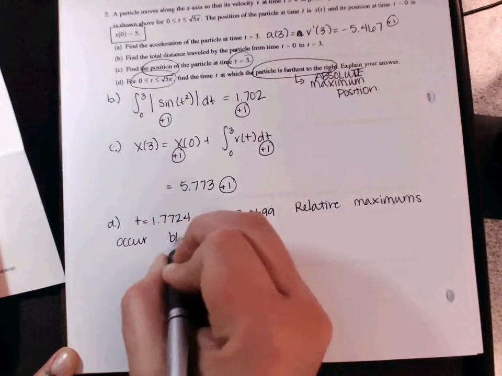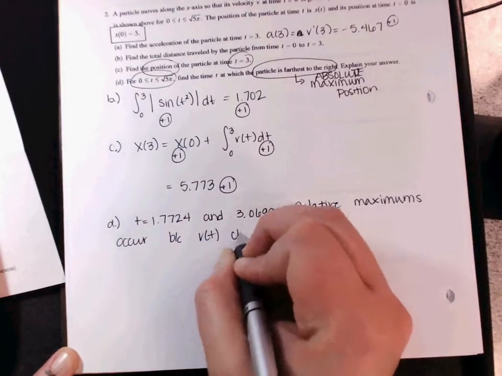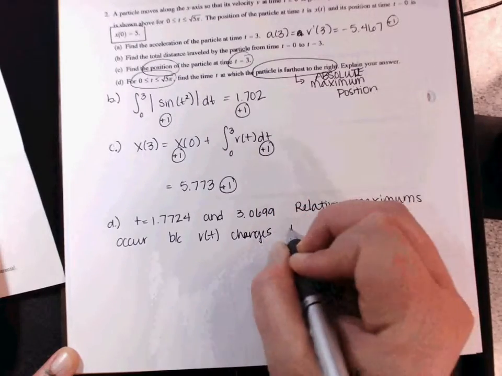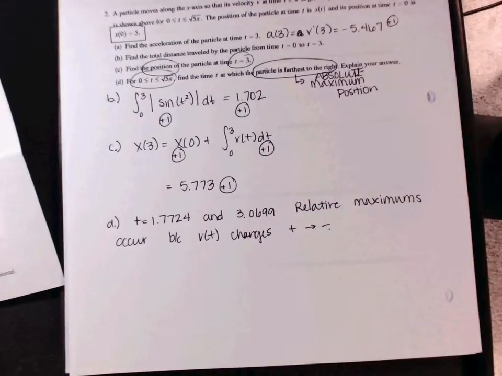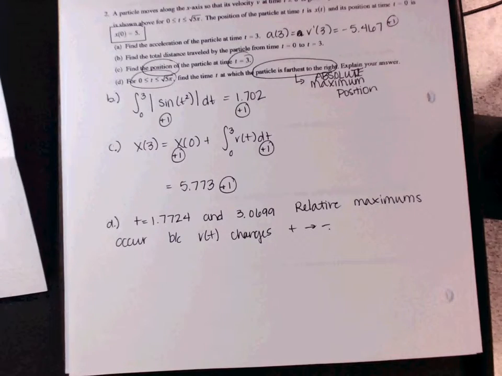Occur because V of t changes from positive to negative. Okay? So if you found those 2 points, you have one of your points, but that justifies it as a relative max. How do you prove that it's an absolute max? There are 2 ways. If there's only one sign change, you can just say that. There's only one, it has to win, it's the absolute. If there's multiple, you have to make a candidate's chart.